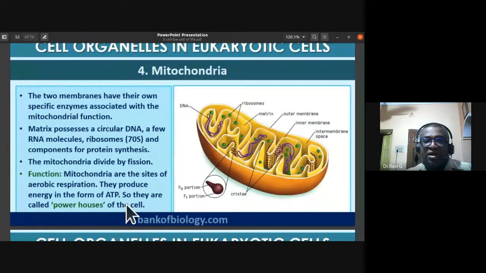So mitochondria overall are the site of aerobic respiration, in all the organisms which breathe through oxygen. They produce energy in the form of ATP. That is the reason the mitochondria is called the powerhouse of the cell. So remember about the mitochondria.